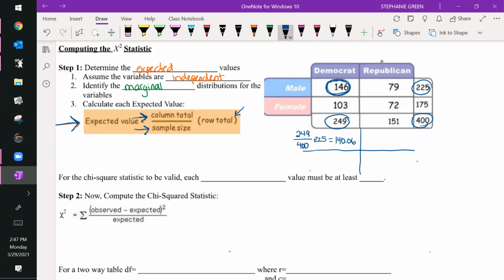Okay, so remember that is our expected value. Notice how I did not use this number 146 in here. 146 is the observed value. This 140.06 is how much we would expect to get there.